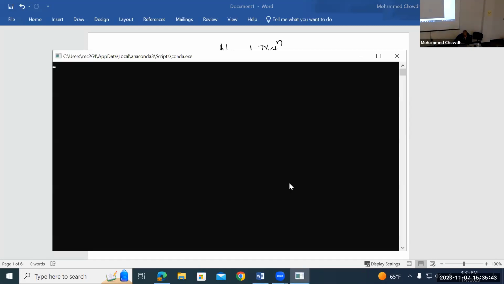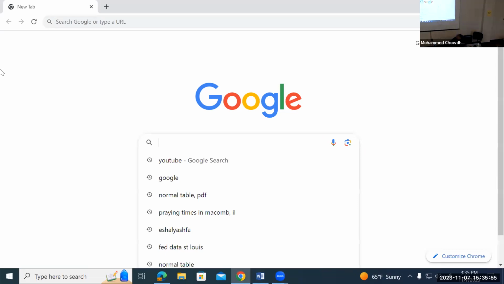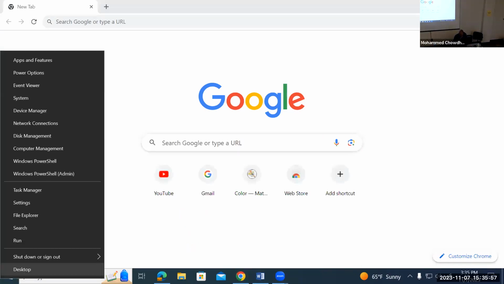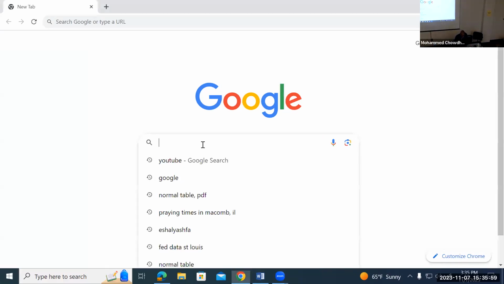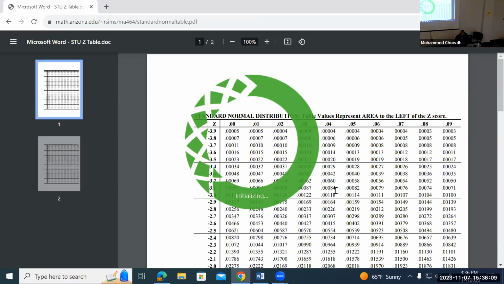My internet's been slow, always. So let me open the normal table PDF. It's a normal distribution area to the left. Is this the normal table? Let me see. Yes, we found a normal table.